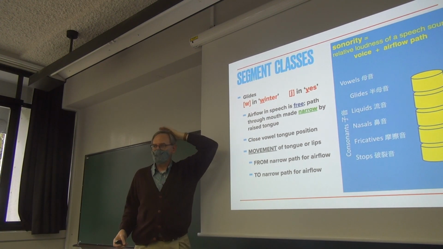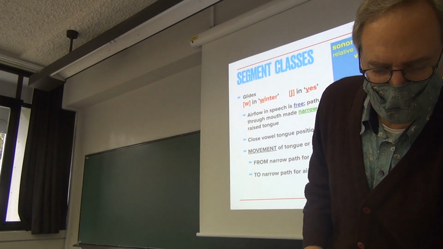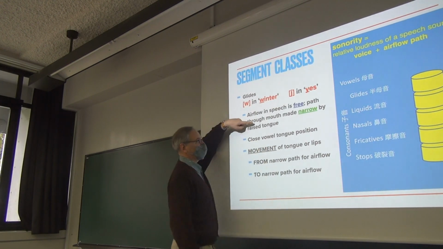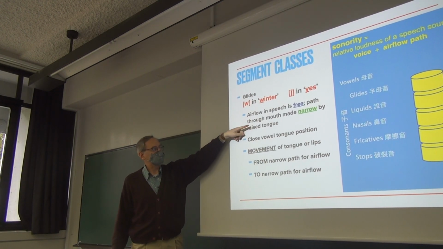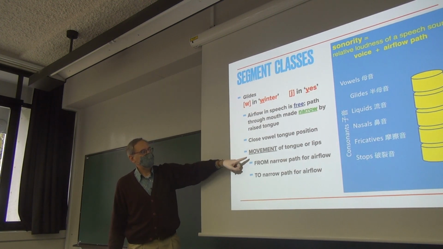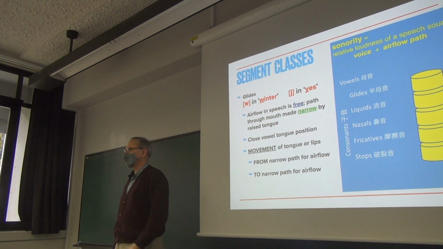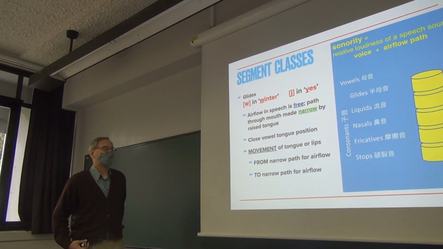So for the glides, there is free airflow through the mouth, a narrow airflow path, the same as the closed vowels, because of the raised tongue. And then, in addition, there's this important movement. The smooth movement is what distinguishes a glide from a vowel.